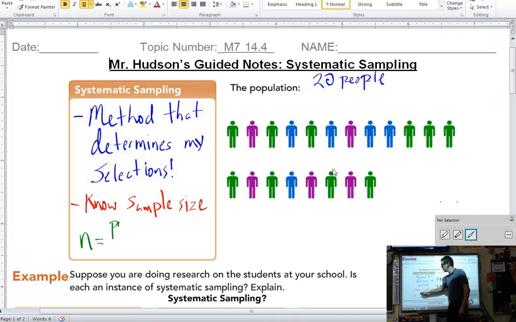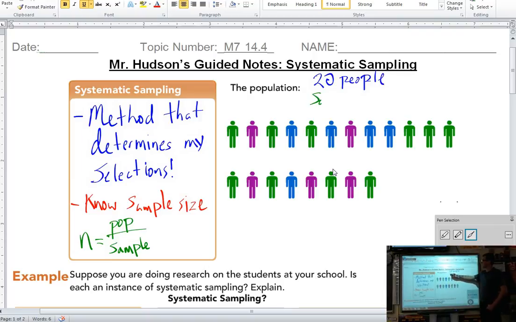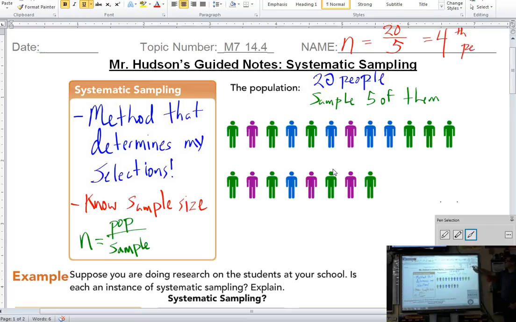I do my population size over my sample size. So in this situation, if my population is 20 people, and I want to get a sample of 5 of them, my n will be the population of 20 divided by the sample of 5. I will choose every 4th person.